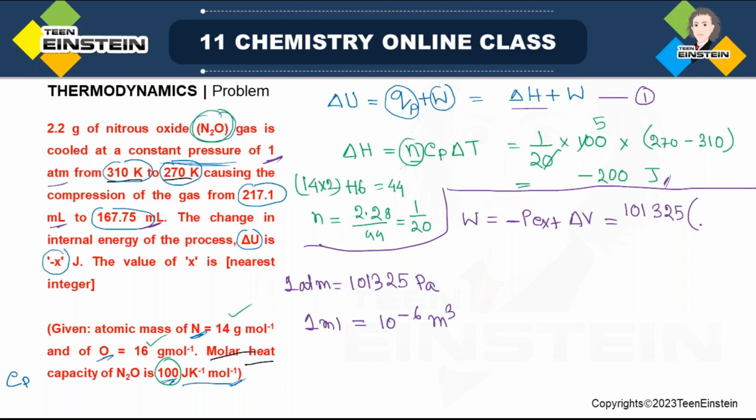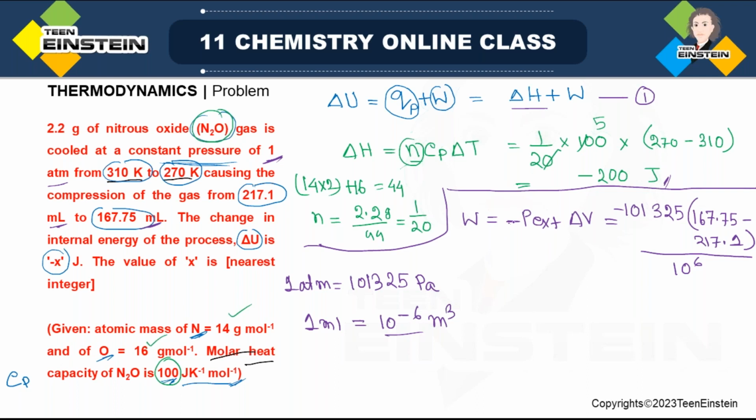Okay. So after putting it here, simply write the value that is given here, minus 217.2. Now divide this whole quantity by 10 to the power 6. So 1 ml is equal to 10 to the power minus 6. So as I am dividing it, it will be 10 to the power 6.